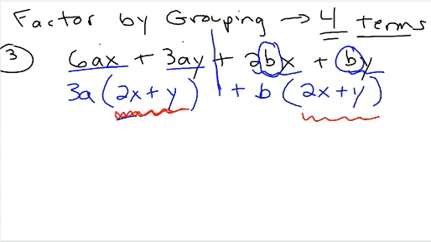Now, we're almost done. These two things that are common to both, this 2x plus y and this 2x plus y, we're going to do distributive property again and pull that out.